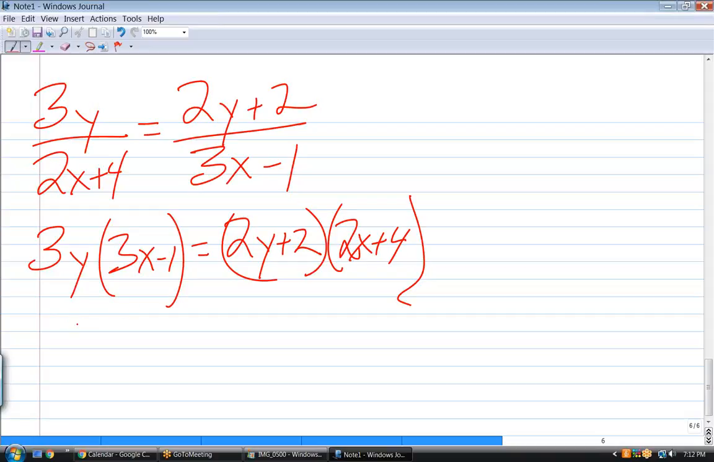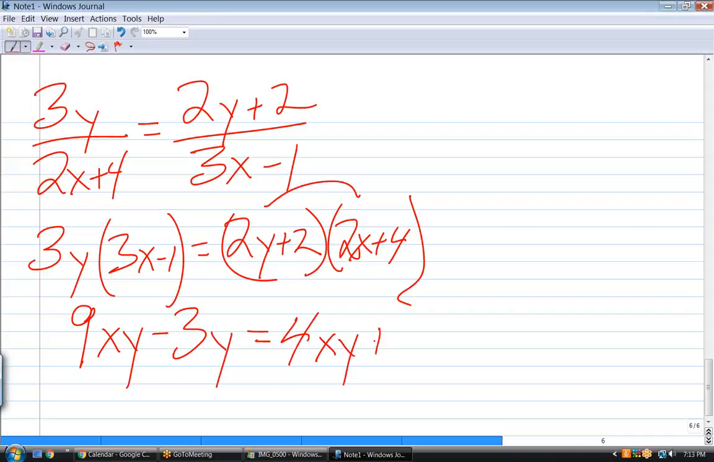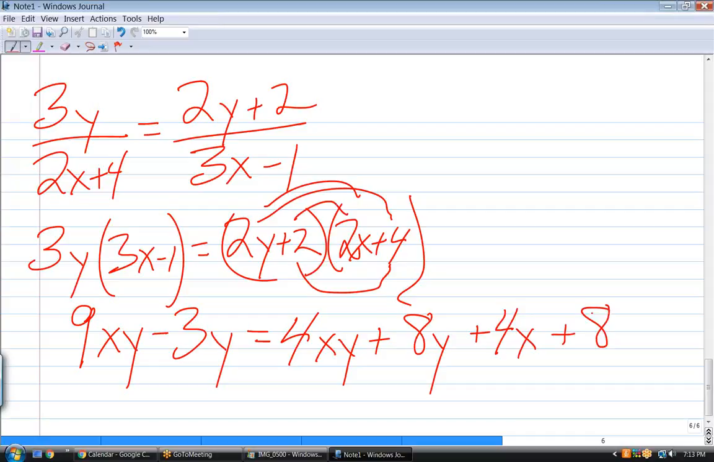You could distribute. Okay, do it. We have 9xy minus 3y, would equal, now you have to FOIL these two things, so we have 4xy plus 8y. In other words, when you multiply that times that, you get 8y. So from here you could take away 4xy. Two more terms. Multiply that by that, that's 4x. Now finally multiply that by that, which is 8. So after eliminating all my parentheses, I'm left with this.